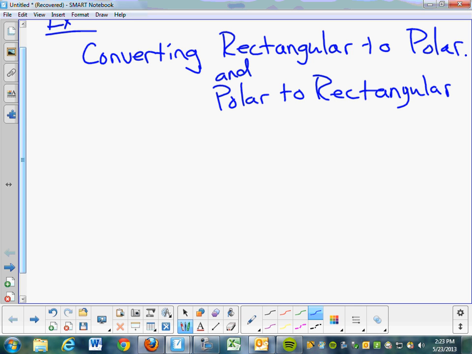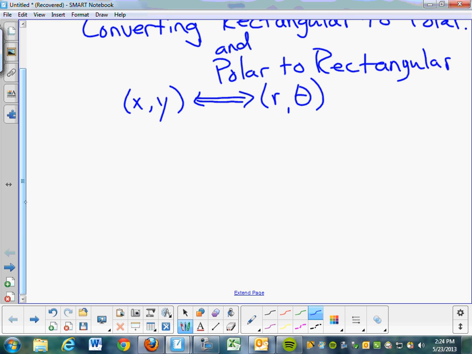Anyway, converting rectangular to polar and polar to rectangular. So you have some coordinates. We want to know how to take x, y, and move it back and forth between r, theta. How do we do that? Well, there are some relationships that we have to outline here. First of all, I'm just going to plot a coordinate. I'm going to plot x, y.